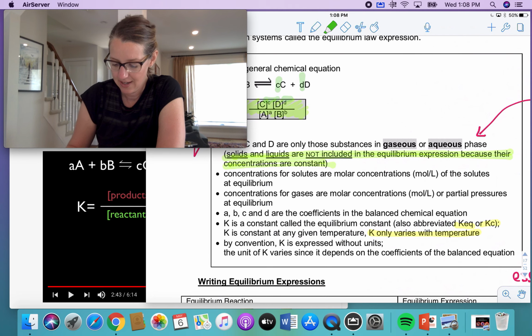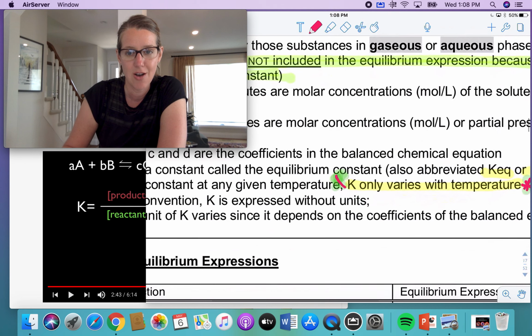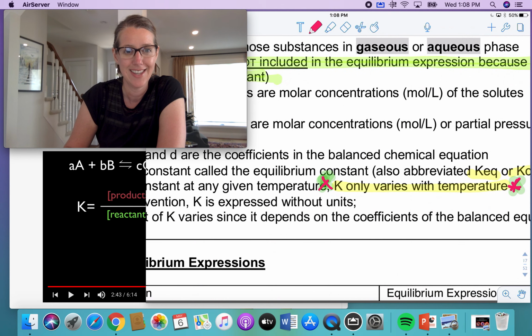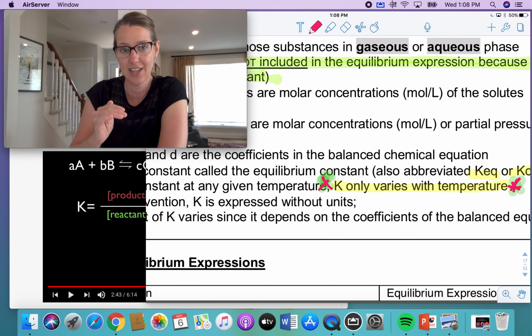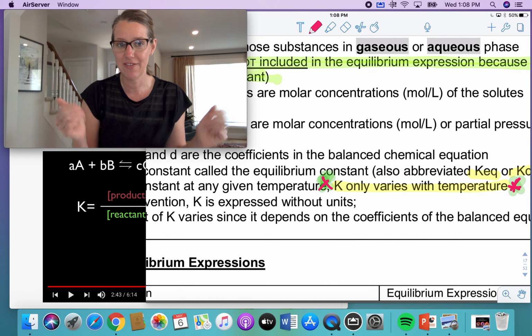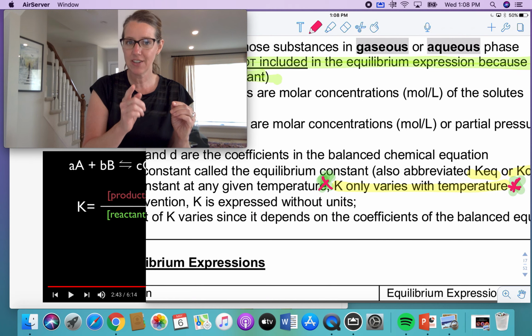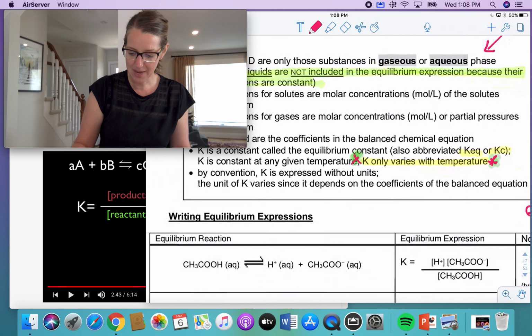And again, there's a little point right here that's quite important. Let me start that again. K only varies with temperature. Okay, that's like a true-false question. It'll be on the quiz at the end of the unit. K is only going to vary with temperature. So when you calculate the K value, because we're dealing with gaseous and aqueous, you can put a little disclaimer, like this is the K value at 25 degrees Celsius, or this is the K value at 42 degrees Celsius. K will vary with temperature, but nothing else. Okay? All right, so how do we do that?